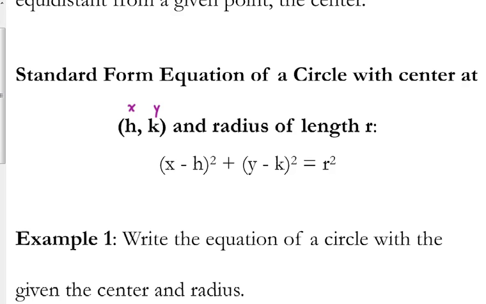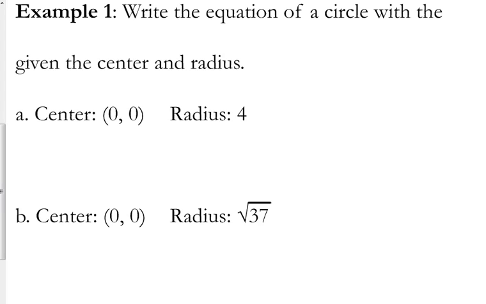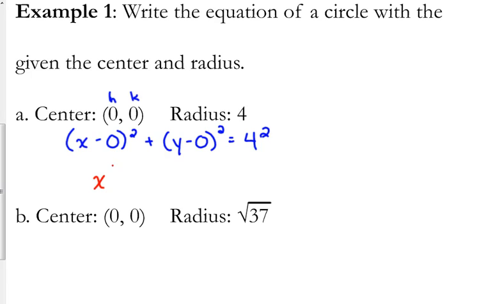Okay, so let's write a few equations when we are just straight up told the center and the radius. So if the center is at the origin, I'm going to start by writing it according to that formula, but it actually simplifies. This is h, k. So x minus 0 squared plus y minus 0 squared is equal to 4 squared. Well, subtracting 0 from h doesn't do anything. So this is just x squared plus y squared is equal to 16. So anytime the center is at the origin, it's just going to be x squared plus y squared is equal to the radius squared.